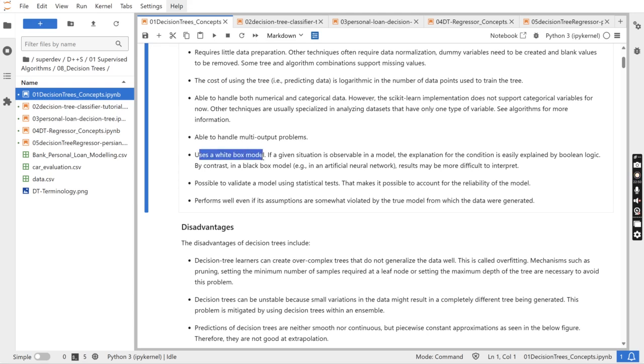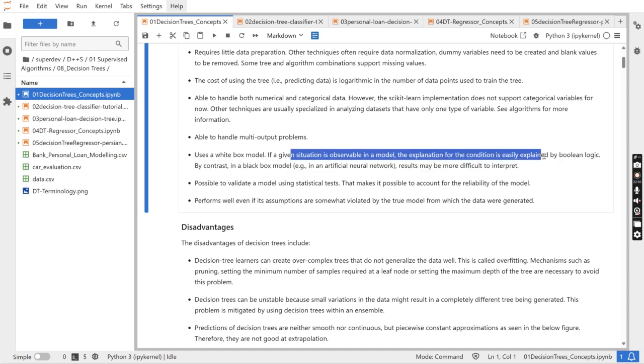Other algorithms like MLP are classified as black box models. That means it is not easy to observe what is happening in them, but decision tree is called a white box model. So basically you can observe how the model is making the decision, and this is all happening because of Boolean logic, if then else, or if, elif, else. All those things are happening here.